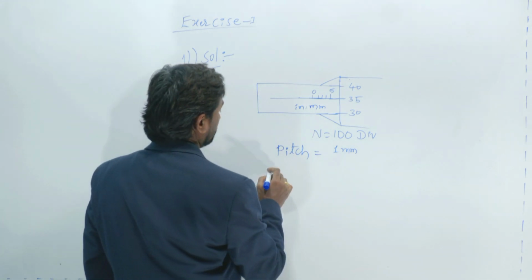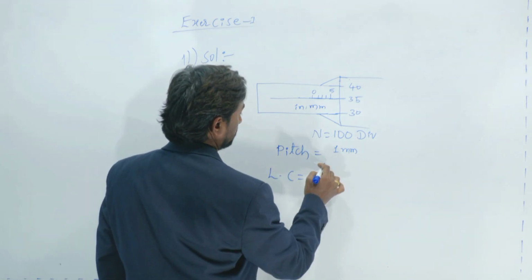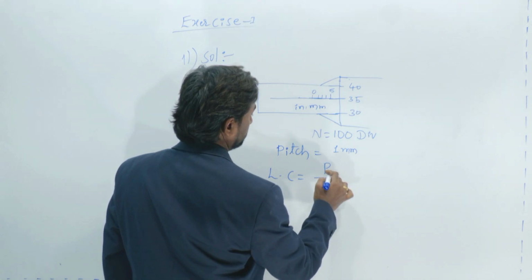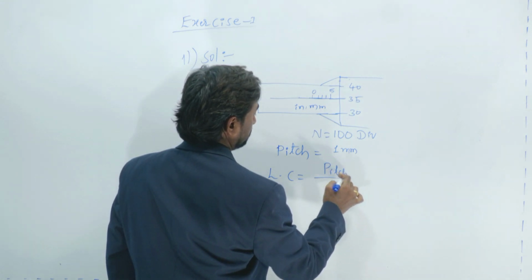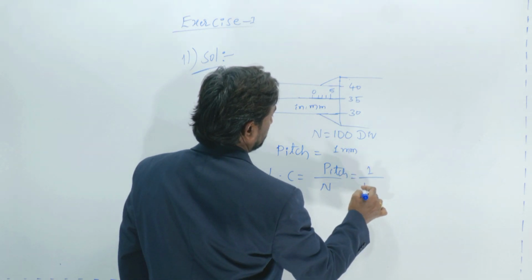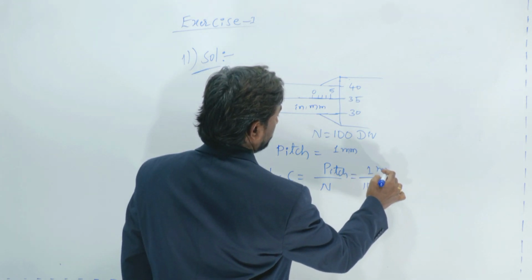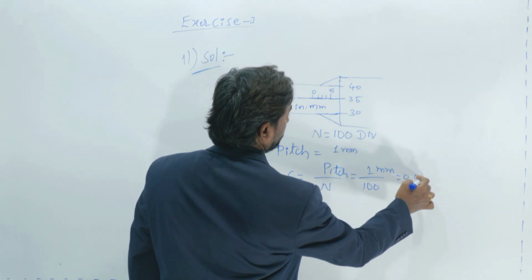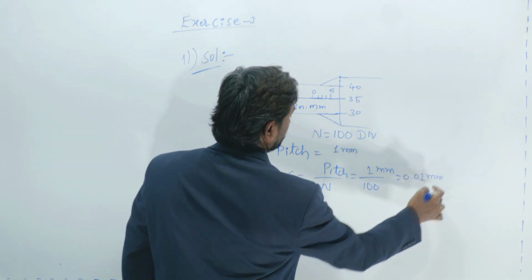Then the least count formula. Least count is equal to pitch divided by the number of head scale divisions. So we'll get 1 mm divided by 100, which gives 0.01 mm.